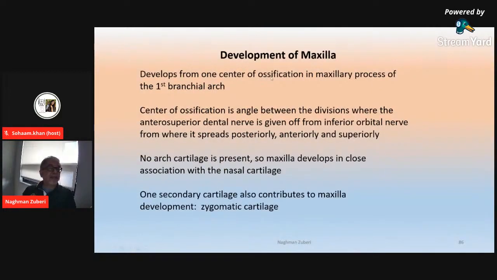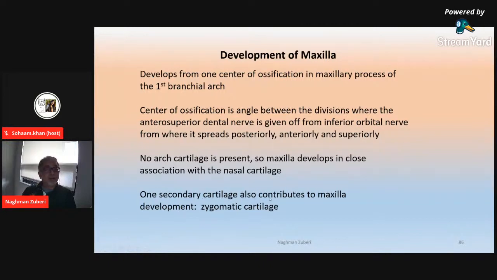Maxilla develops from the center of ossification in the maxillary process of the first branchial arch. The center of ossification is the angle between the divisions where the anterosuperior dental nerve is given off from the inferior orbital nerve, from where it spreads posteriorly, anteriorly, and superiorly. No arch cartilage is present, so the maxilla develops in close association with the nasal cartilage.